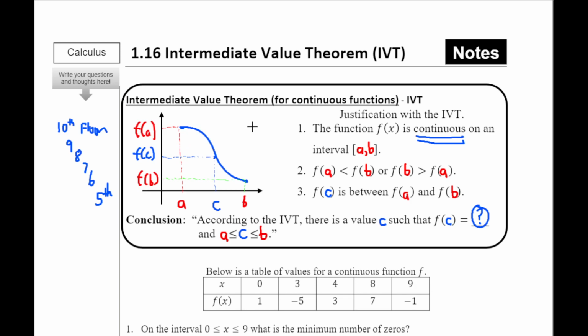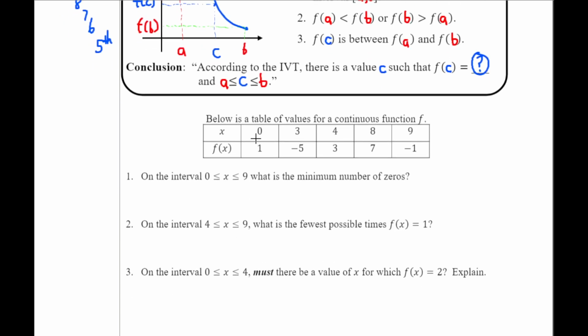So we'll do some practice and it'll make some more sense. Below is a table of values of a continuous function f. On the interval 0 to 9, x between 0 and 9, what's the minimum number of zeros? So again, we want to look at the outputs, not the inputs. From 1 to -5, it's continuous, so you had to cross a 0 here. It's guaranteed. From -5 to 3, you had to cross a 0 again.